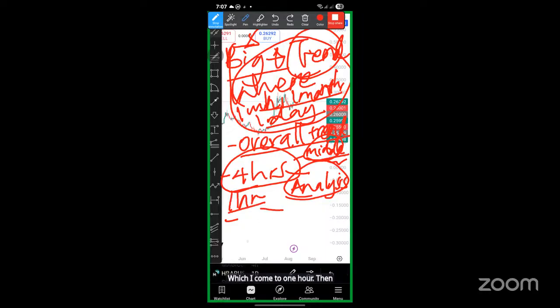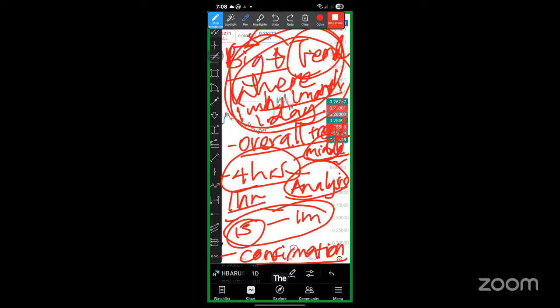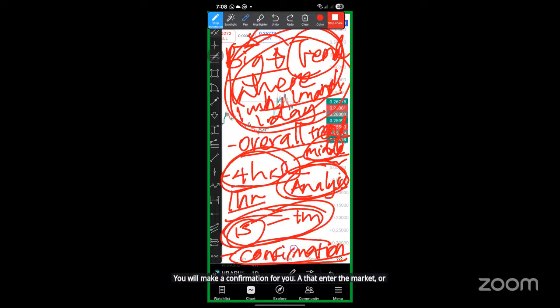Then lower yourself to the 15 minutes, and within the 15 minutes to 1 minute, this is where you will find your confirmation for you to either enter the market or exit it. Okay, so bigger time frames will help you find the trend of the market. Where is the market going? And mid time frames like 4 hours, you will make analysis here. And when it comes to the 15 minutes, you will make a confirmation for you either to enter the market or exit. As simple as that.